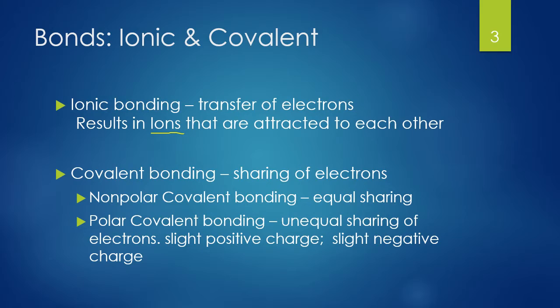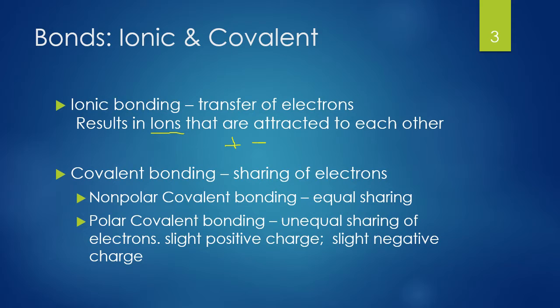For instance, if you have one element transferring or giving up an electron to another, what's going to happen is you're going to form a cation, a positively charged ion that has lost an electron, and an anion, which is a negatively charged ion that has gained an electron. So now you have a positive and a negative charge, and what we know of opposite charges is they attract. So ionic bonding is the transfer of electrons, and the resulting ions are now attracted to each other due to their opposite charges.